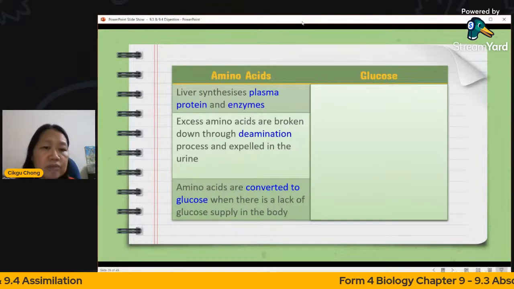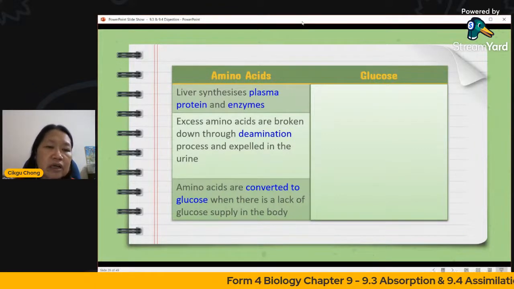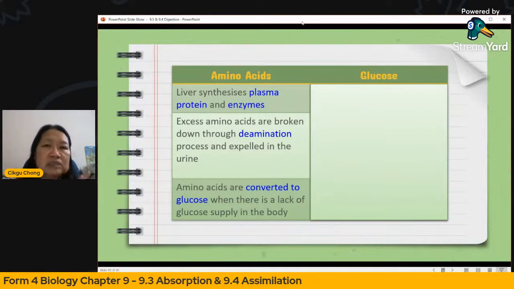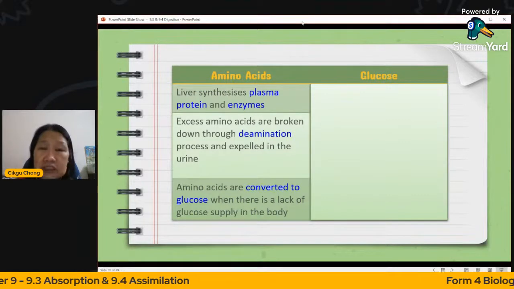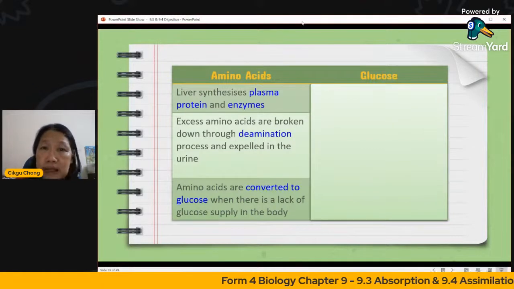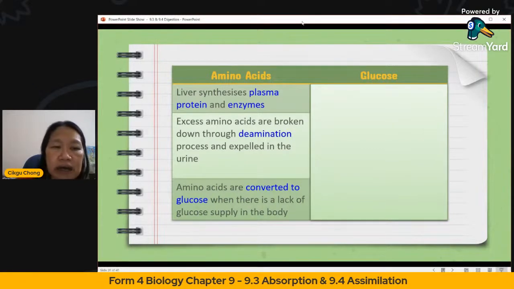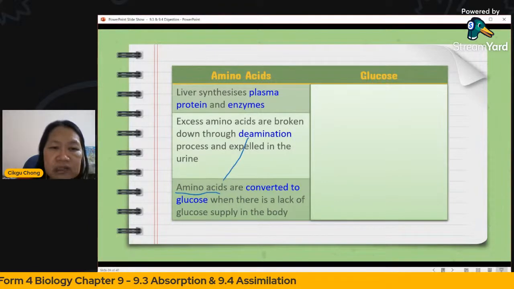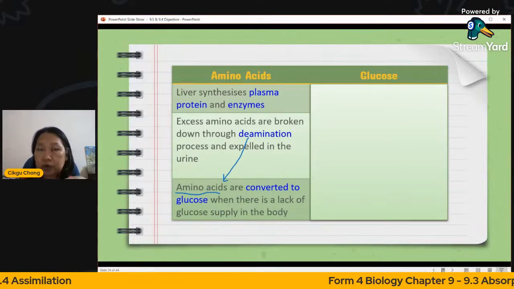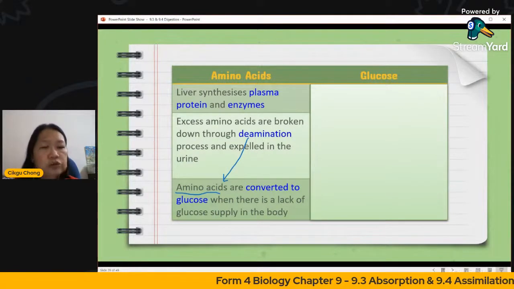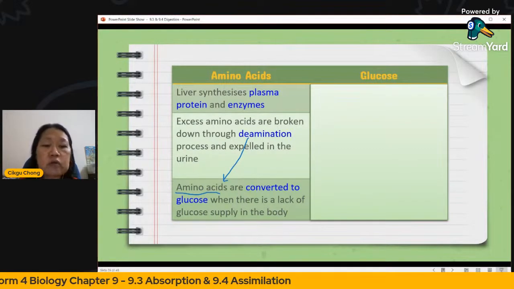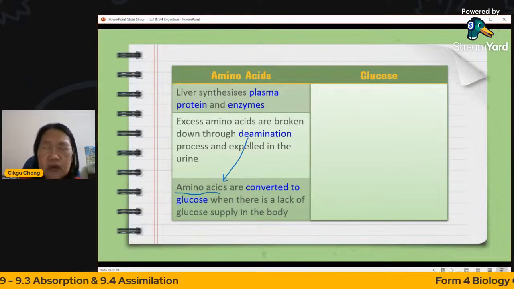Now that is very dangerous, because your protein actually forms your enzymes, your muscles and all that. So if you're forcing your body to use up your structural protein, your body will break down. Okay, so this excess amino acid is referring to after deamination. Remember we took out the amino group. The other part can be oxidized, used to produce energy when there's a lack of glucose supply. Okay, so next, what happens to glucose?